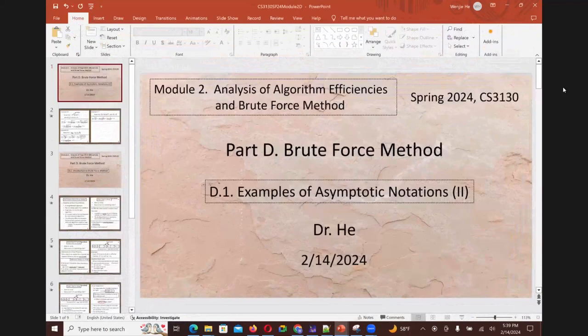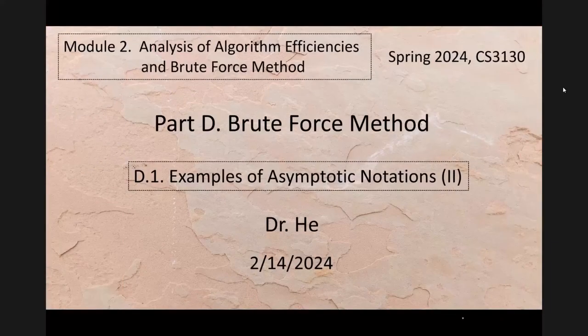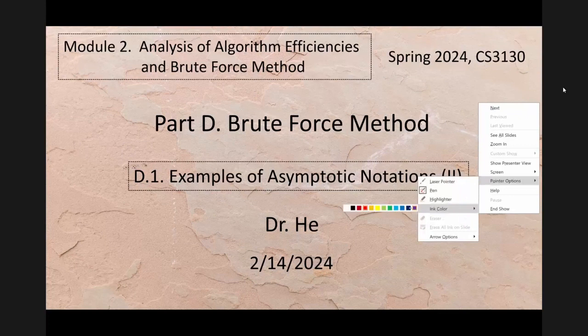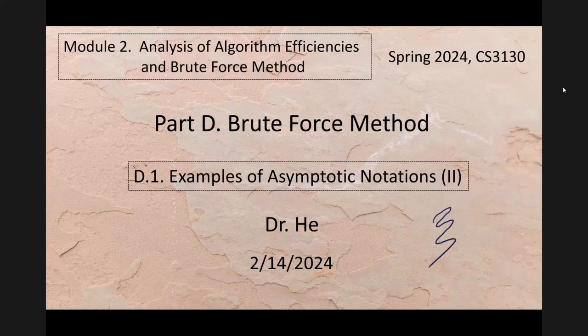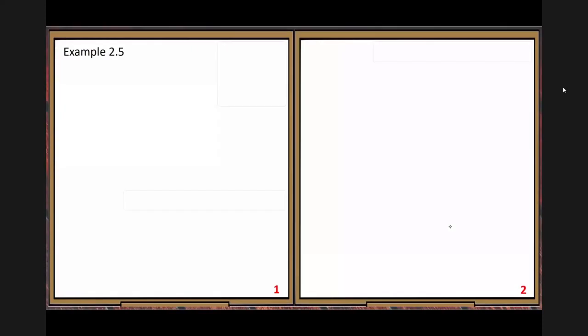Part D, I start with a few more examples. All right. D.1, examples of asymptotic notations, part 2. A few more examples. Okay. 2.5, let's look at this one.